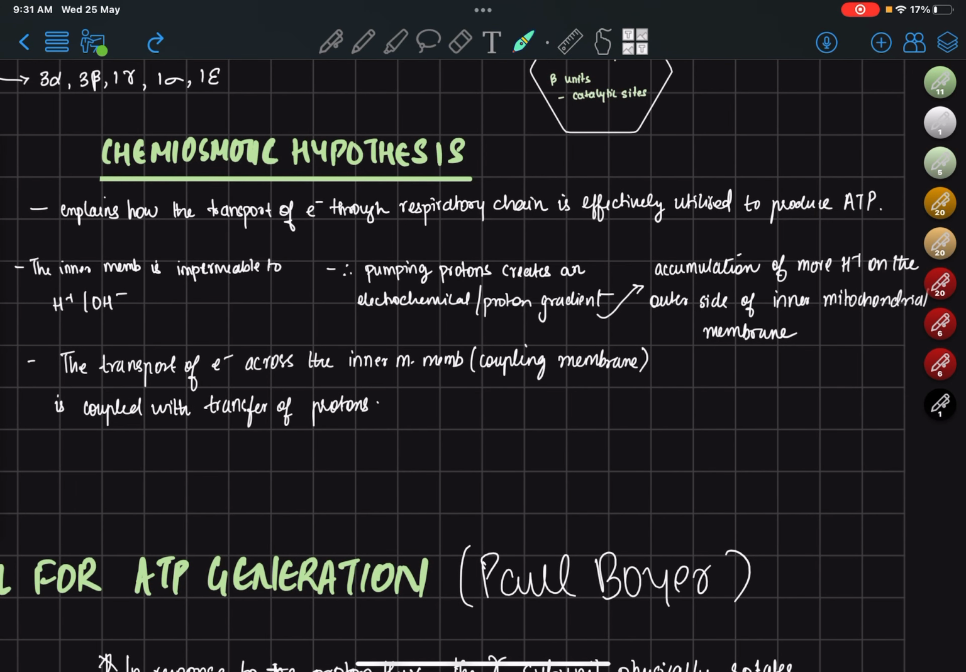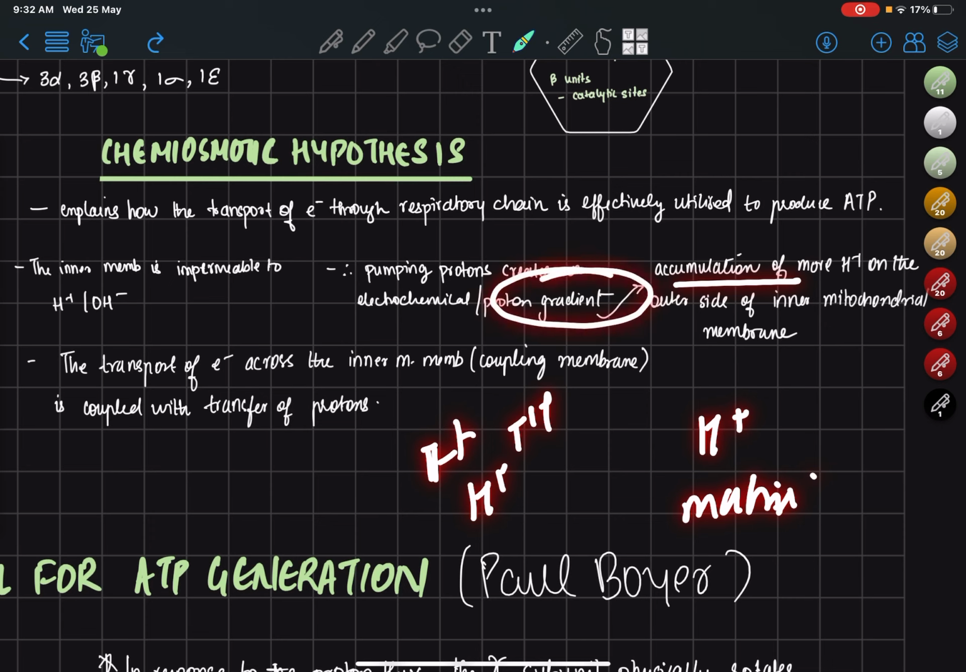Normally, in the ETS, the inner membrane of the mitochondria is impermeable to H plus. So in the ETS, the electron carriers actually act as proton pumps. That means they use energy to pump protons to the intermembrane space of the mitochondria, and that's how they create a proton gradient, with more H plus in the intermembrane space and less H plus in the matrix of the mitochondria. So that accumulation causes the proton gradient.